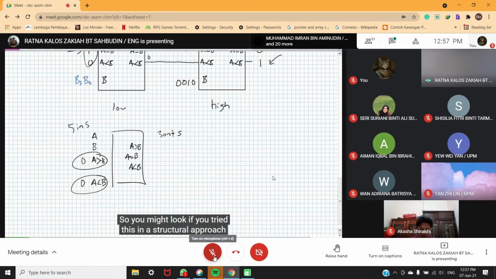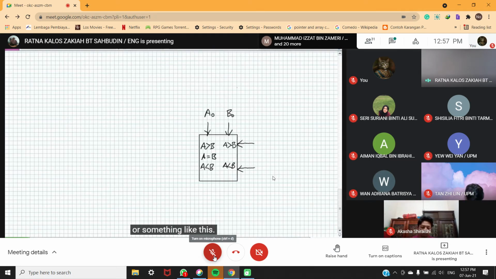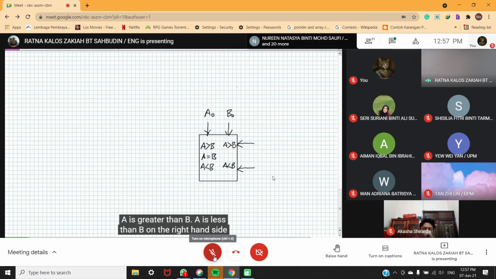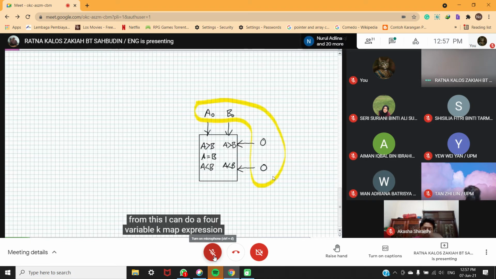So what you might look, if you try this in a structural approach, is something like this. You want to make a 1-bit comparator. There you go. You've got 2 numbers, A0 and B0, and it's taking your 3 outputs: A is greater than B, A is equal to B, A is less than B on the left-hand side, and it's got 2 inputs, A is greater than B, A is less than B on the right-hand side, and all I'm going to do is say 0 on both of those. So what I've gained from this is that I can do a 4-variable K-map expression to come up with the logical expression for this guy, this guy, and this guy.